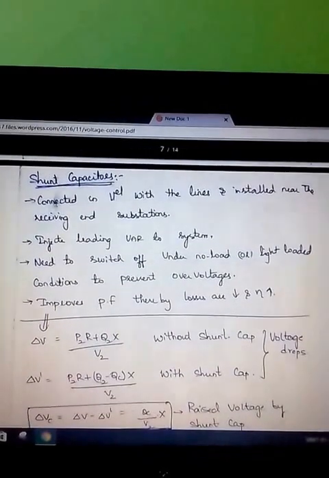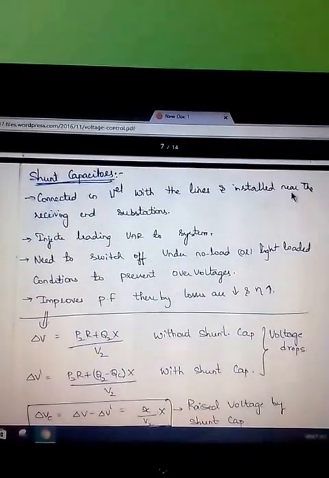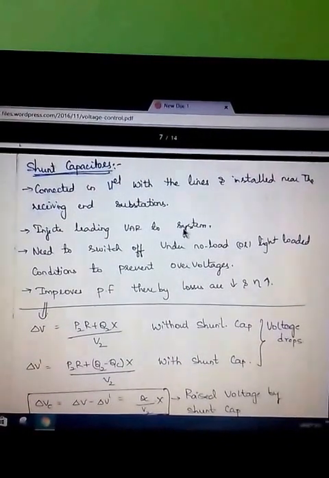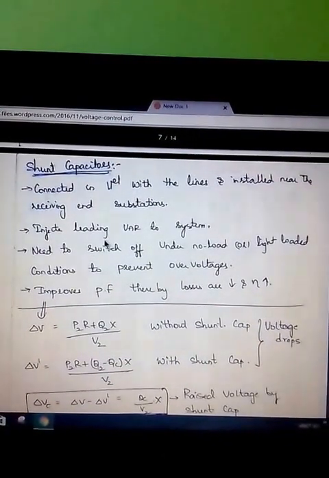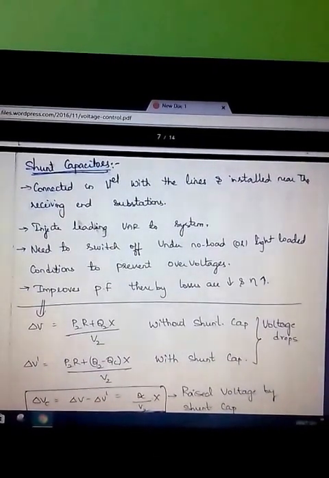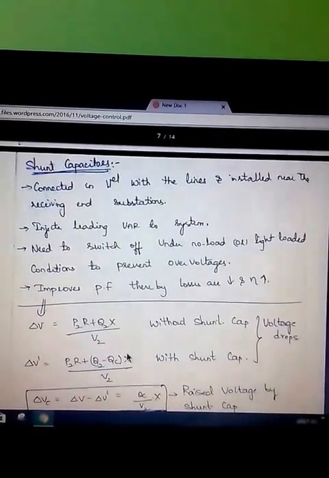Next is shunt capacitors. They are connected in parallel with the lines and installed near the receiving end substations. They inject leading VAR into the system. These shunt capacitors are connected across the line, so they inject leading VAR, that is minus QC.